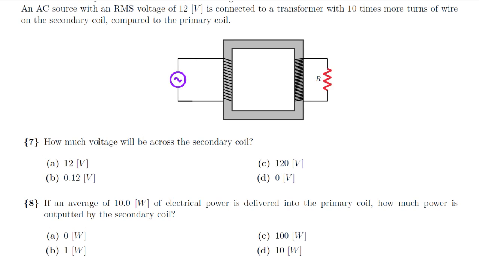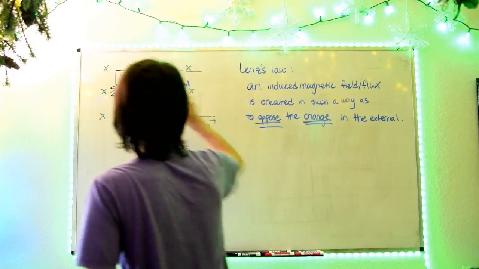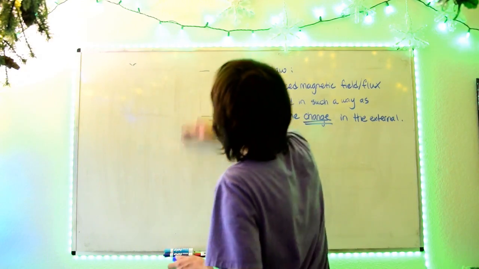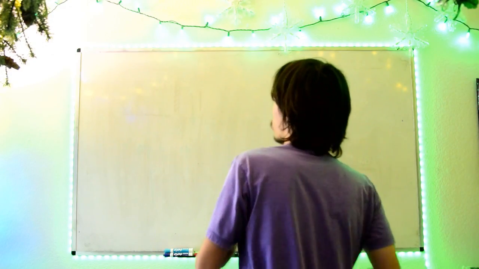So if you know the simple fact that the number of coils pretty much determines the voltage, in other words, more coils translates to more voltage, then 10 times more coils actually means 10 times this voltage here. So the answer is that the voltage on the secondary is 120 volts. You can easily get that with the equation too, because the equation that you use for the transformer just states the ratio between the two.